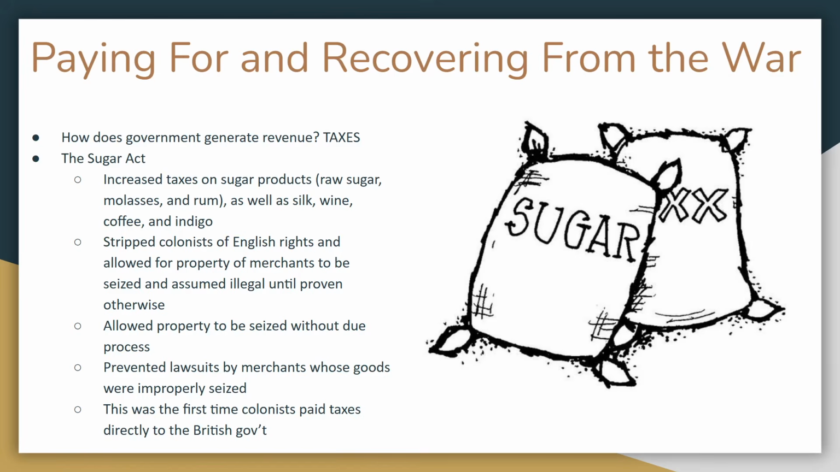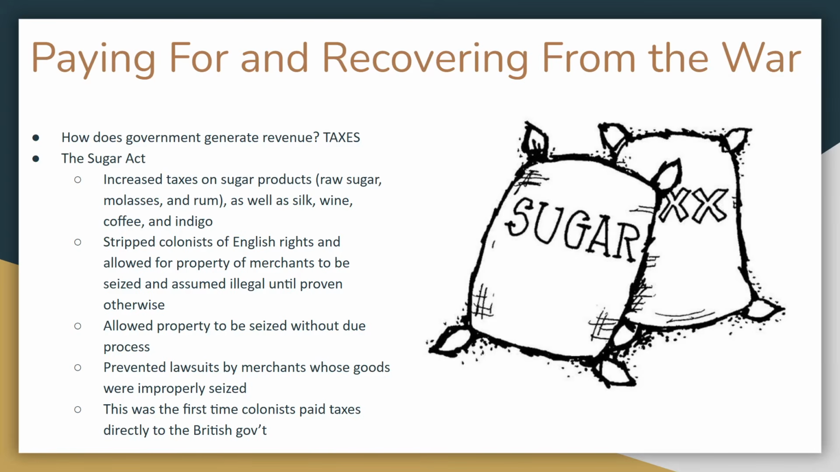It also, as if that weren't bad enough, if your stuff was improperly seized, other than trying to prove that your stuff was legal and your taxes were paid, there was no legal recourse for you. You couldn't sue anybody. It actually prohibited lawsuits against the crown and their, for lack of a better word, enforcers of this kind of thing, the people who were working the docks for the British government at the time.